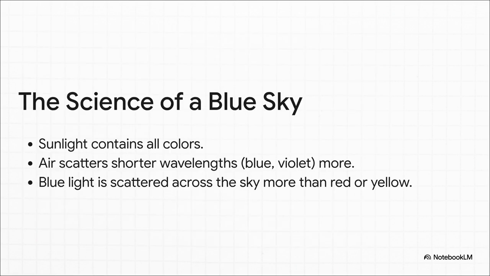Now here's the cool part. Those tiny little air molecules are way, way better at scattering light that has a short wavelength. So if you think back to our rainbow, which colors have the shortest wavelengths? Right, blue and violet. So while the longer wave red and yellow light tends to just pass straight through the atmosphere, that blue light gets bounced around and scattered all over the place, coming at our eyes from every direction and, well, painting the entire sky blue.